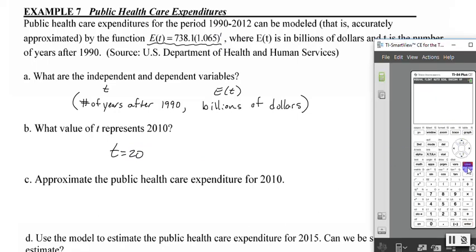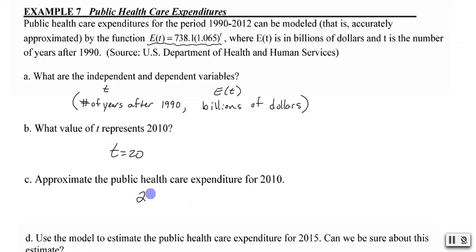Grab your calculator. You're going to do 738.1 times 1.065 to an exponent of 20, since we're letting t equal 20. So we end up with about 2,600. And what is that?